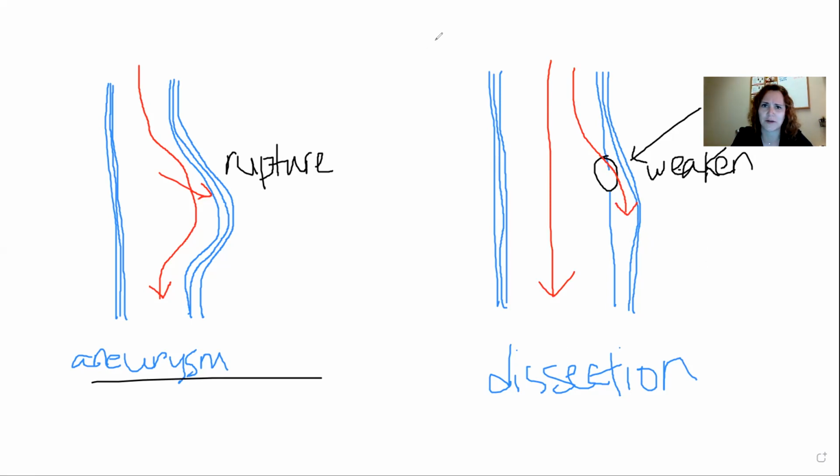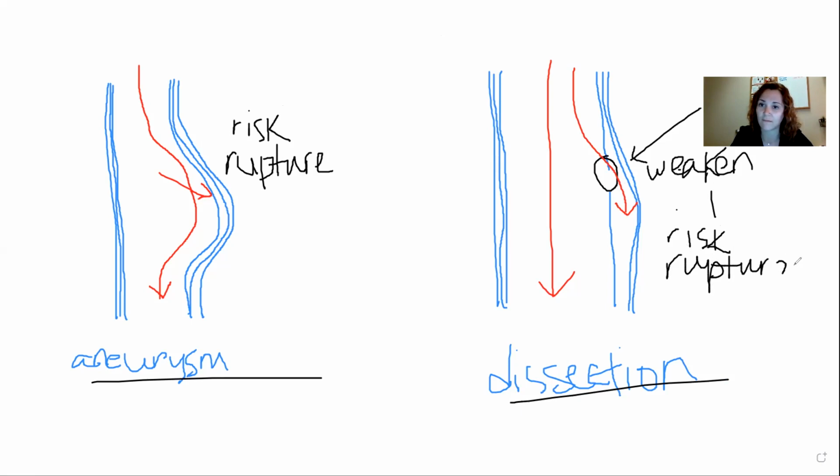So here's your picture here. This is a risk for rupture. And then over here, this is going to lead to a risk of rupture. So the same outcomes are possible with both of these diagnoses, but they're a little bit different in their cause.